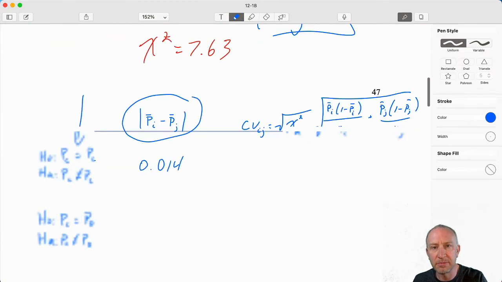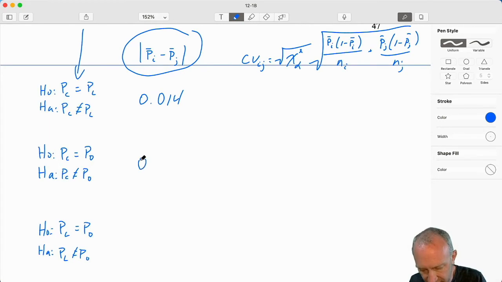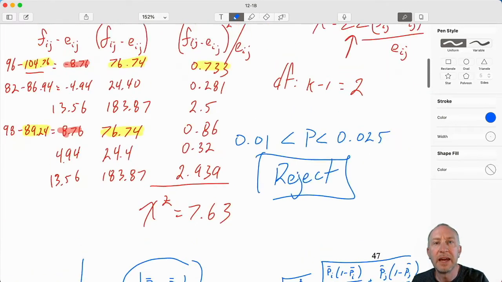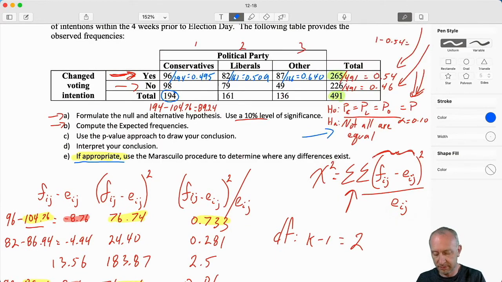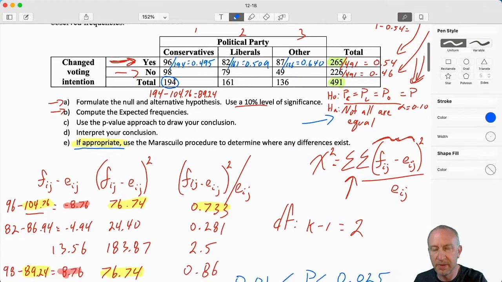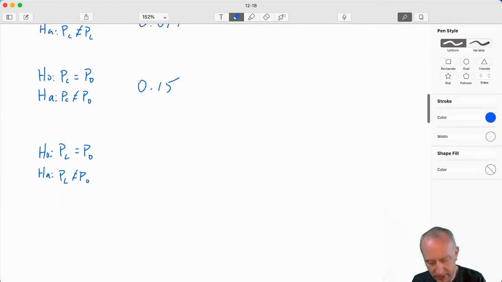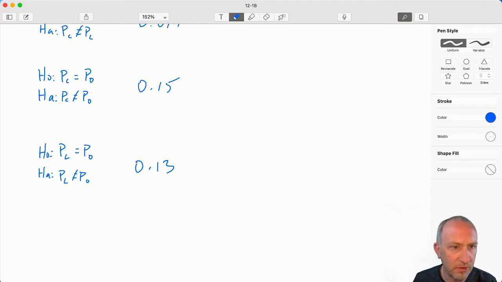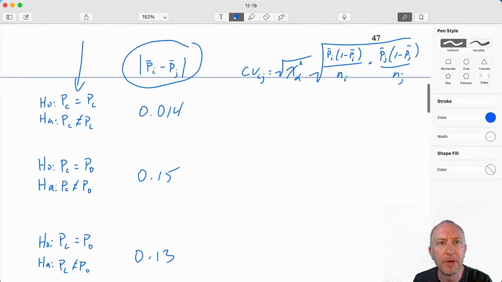And that gives me a value here of 0.15. And then liberals and other, 0.509 minus 0.64. That gives me a value of 0.13. And again, absolute value. I'm ignoring the negative sign that is coming up.